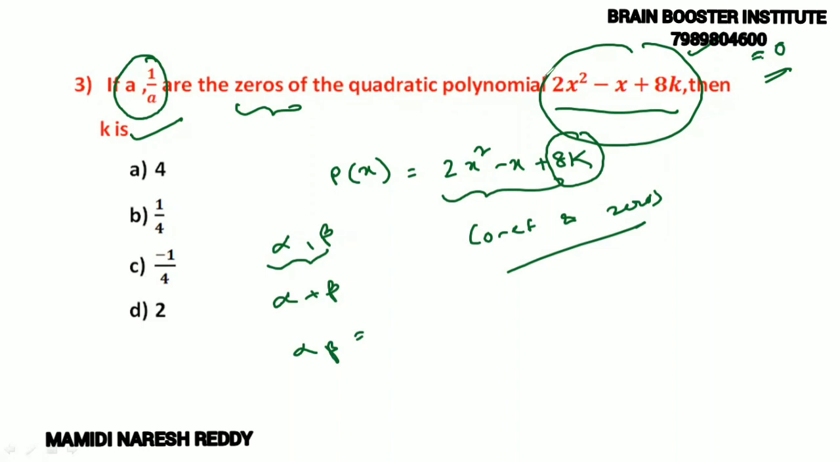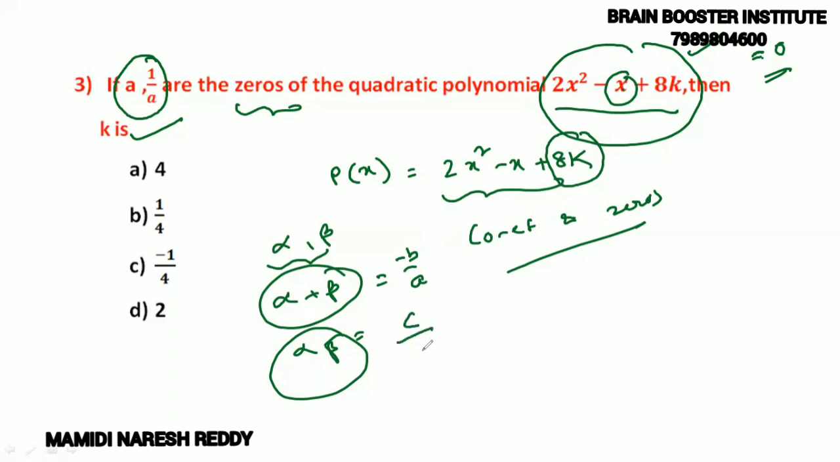Alpha plus beta means sum of the zeros, and alpha into beta means product of the zeros. Sum of the zeros is equal to minus b by a, where b is the coefficient of x and a is the coefficient of x square, and alpha into beta is constant by coefficient of x square. So as k is placed at the constant place, this is the suitable formula. So let us take here alpha into beta. Alpha into beta is equal to constant by coefficient of x square.